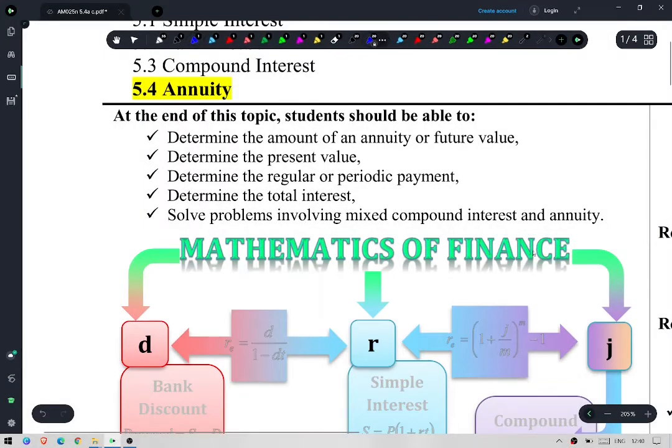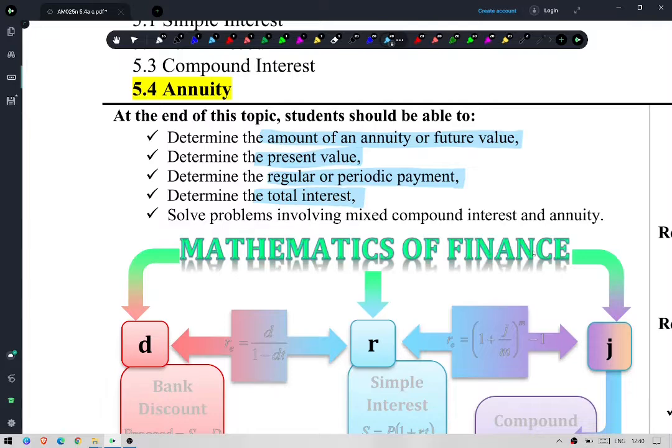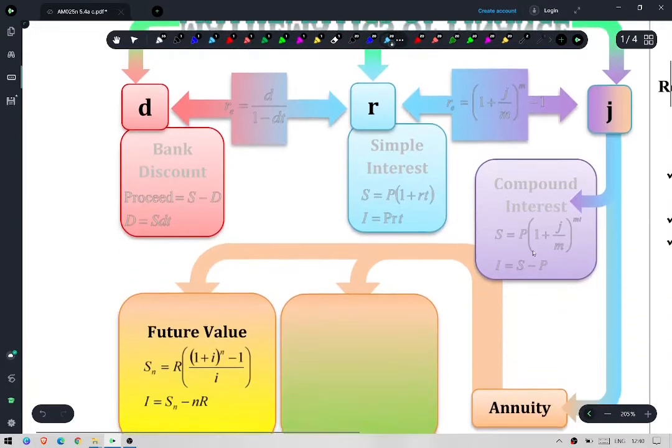In this video, I would like to share with you about annuity, the last part of chapter 5. At the end of this topic, you should be able to determine the amount of an annuity or future value, determine the present value, determine the regular or periodic payment, determine the total interest, and solve problems involving mixed compound interest and annuity. Okay, so let's have a look.